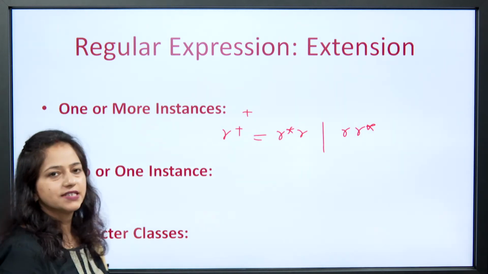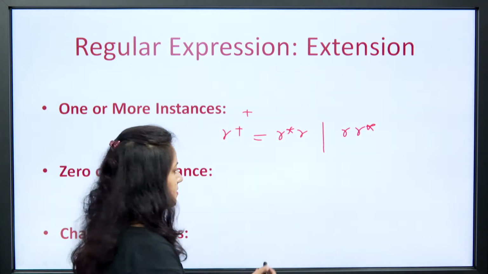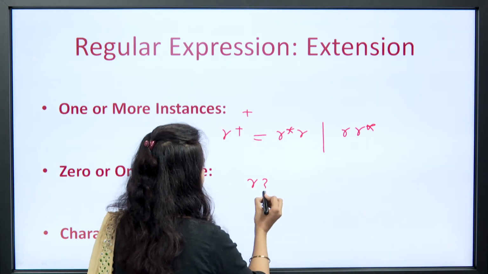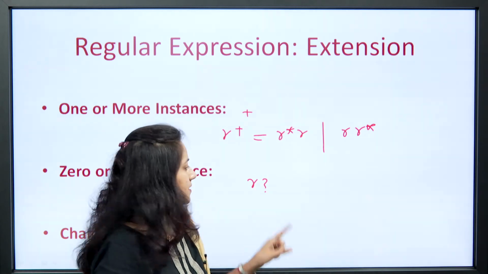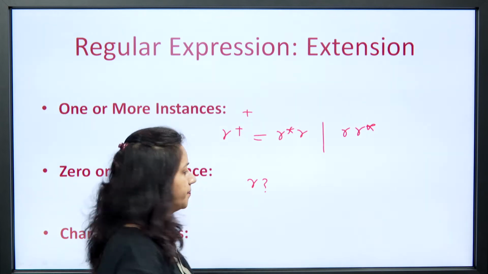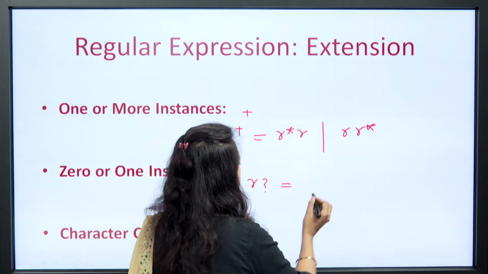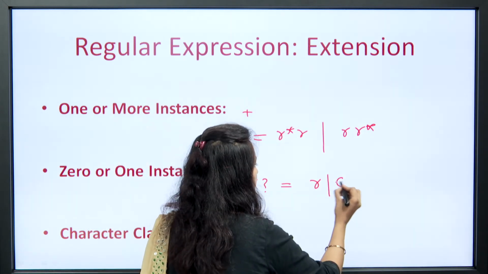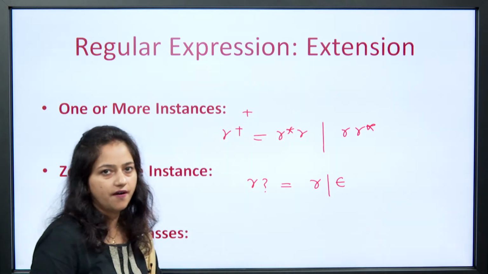Similarly, we have the symbol for 0 or 1 instance. Suppose R is a regular expression. For 0 or 1 instance we use the question mark. So, R question mark will be equal to 1 instance of R or 0 instance of R.